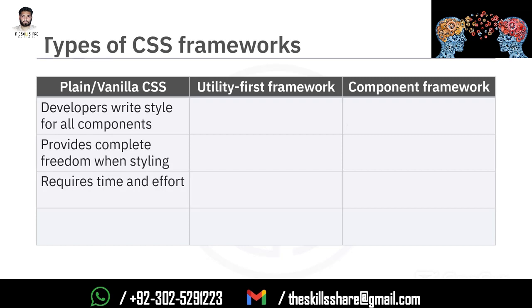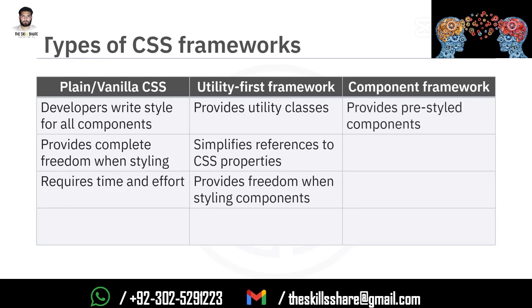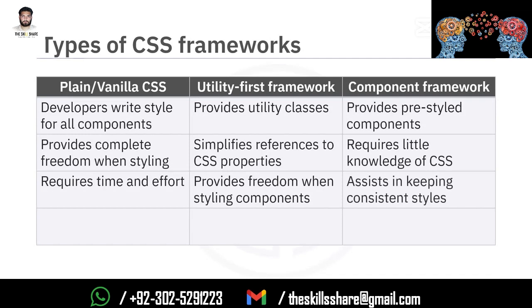An alternative to this is to use a utility framework, which gives you utility classes that scope to a single CSS property. This makes it easier to apply CSS properties directly in your HTML code, which can save a lot of time, while still giving you the freedom to style components as you wish. Component frameworks provide you with pre-styled components and templates, which are easy to add to any website. This requires little knowledge of CSS and makes it easy to keep consistent styles, but also limits you to only the components made available by the framework.